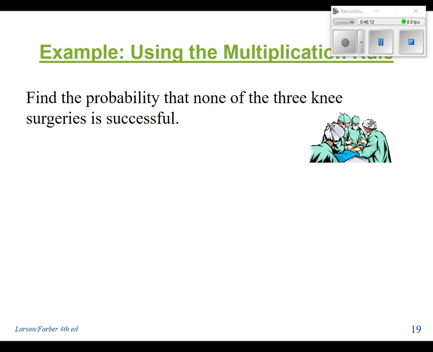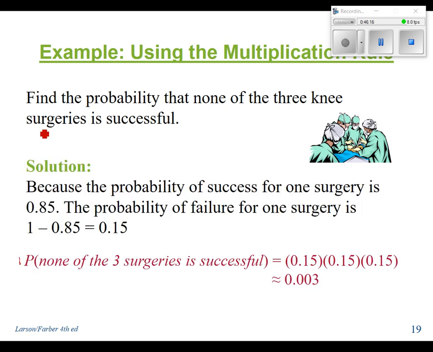Find the probability that none of the three surgeries are a success. We just did that, 0.003. Please remember, what's this called? This 0.85 and 0.15. Those are called what to each other? All right, they're complements of each other. They add up to one whole.